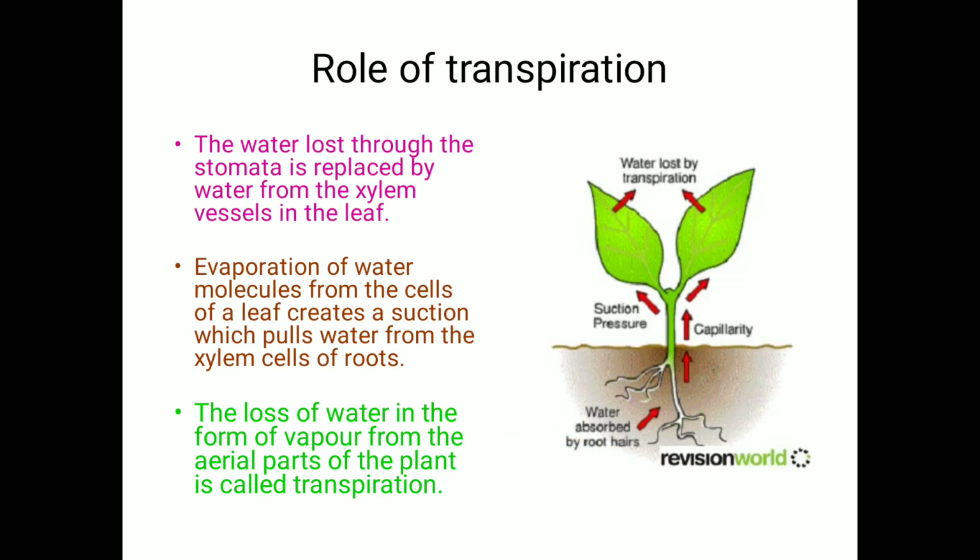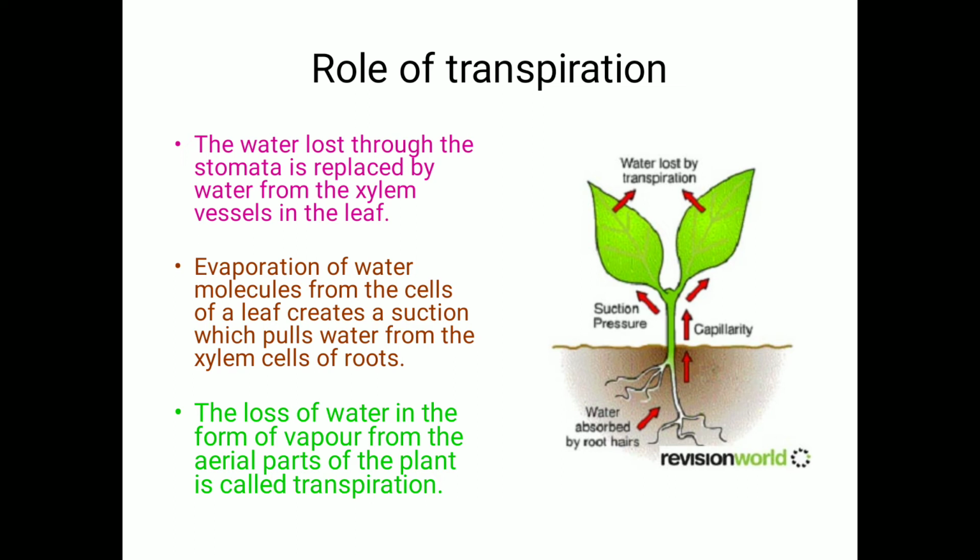Here transpiration plays a major role. How? You can see in this diagram that water is absorbed by the root hairs. It goes upwards to the stem and to the leaves. From the leaves, the water is evaporated by a process called transpiration. Water loss through the stomata is replaced by water from the xylem vessels in the leaf. Evaporation of water molecules from the cells of a leaf creates a suction which pulls water from the xylem cells of the roots.